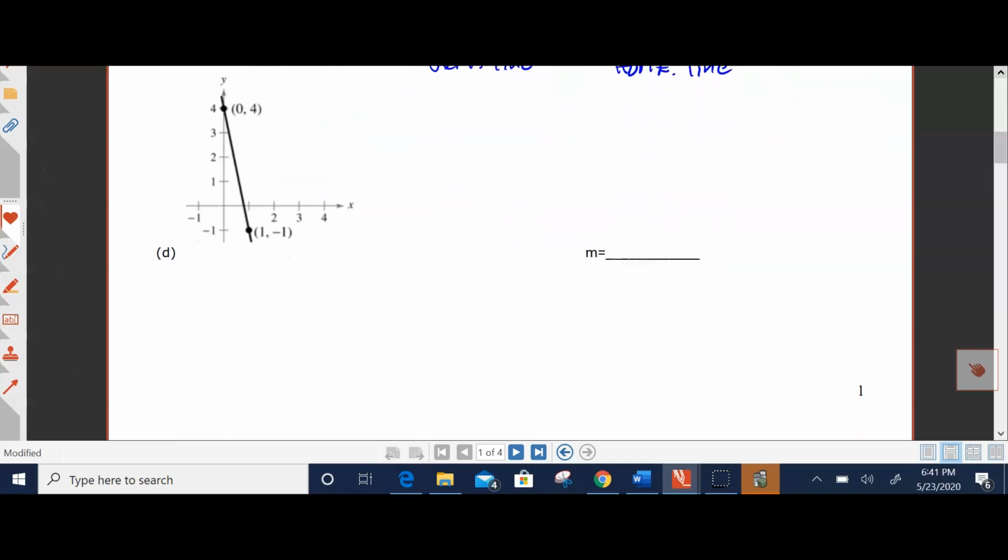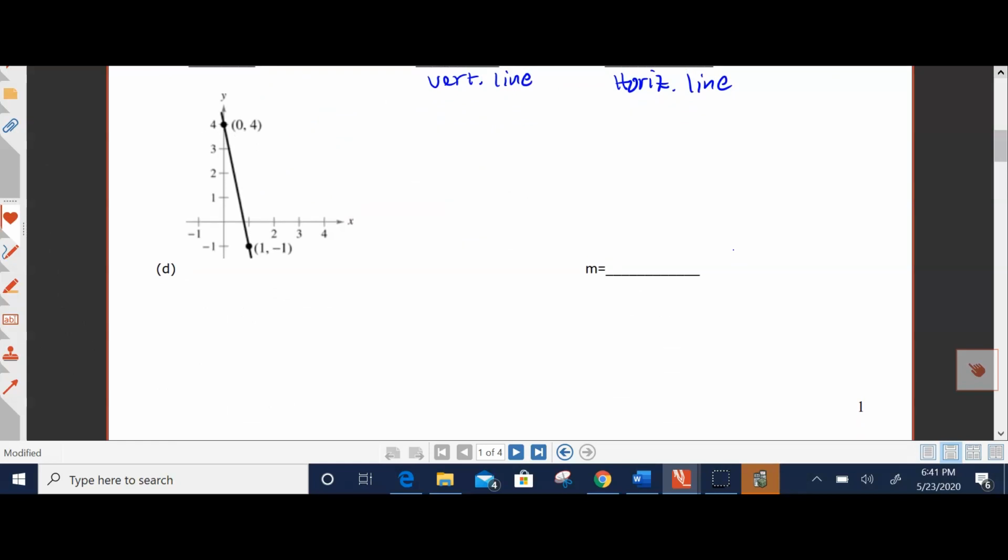Okay, let's look at this last one. You can use the formula, y2 minus y1 over x2 minus x1, because we have a point and another point. So let's set it up.